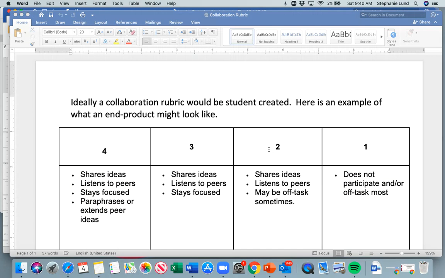I can also evaluate collaboration. So maybe I'm having my students work together during solution development, or maybe they're working together during inquiry. Well, I might work with my students and we might develop a rubric together. What do we want students to do when they're working together? We're going to make it specific and we're going to make it positive, right? Shares ideas, listens to peers, stays focused.